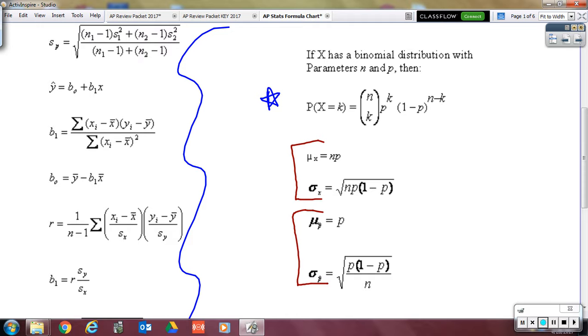This is our binomial probability formula. Okay, and so that would be the probability of getting exactly K successes out of N trials. And we'll practice that shortly.